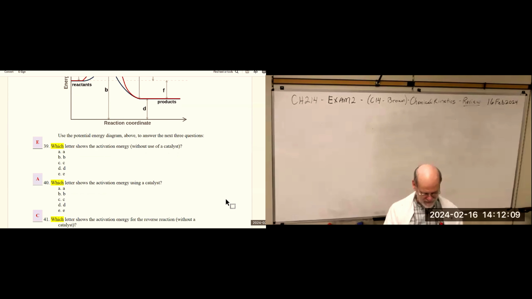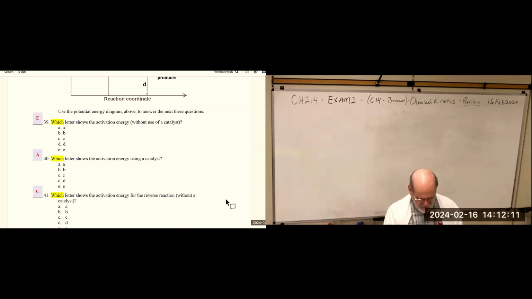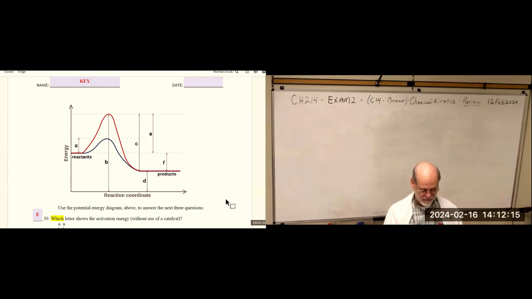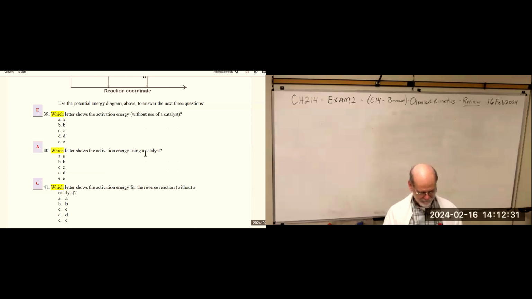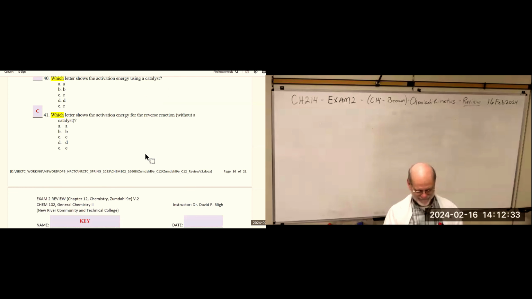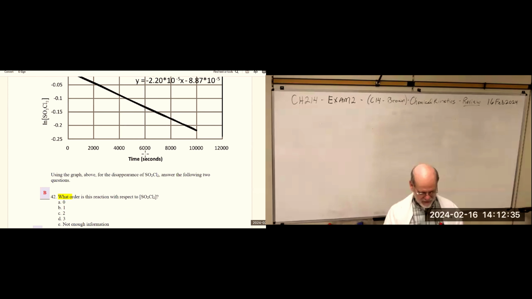And then the last one, which letter shows the activation energy for the reverse reaction without a catalyst? So we're going from products back to reactants. It's dropping. Going backwards like this. So it's from this level up to that level, which is C. Okay. That's how you read that graph.